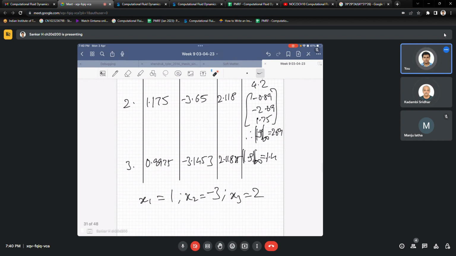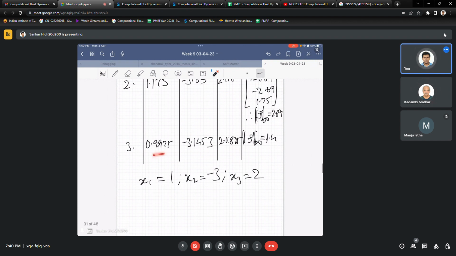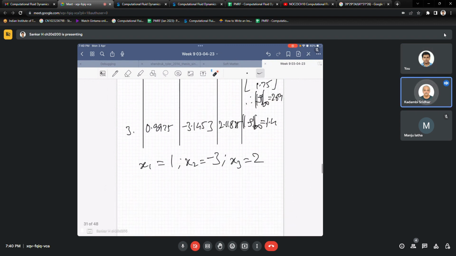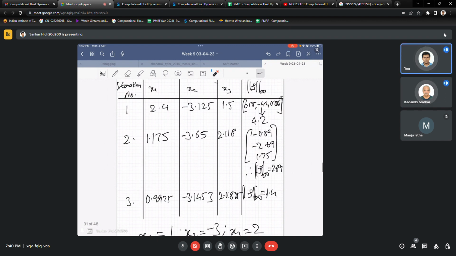Maybe due to truncation error, that could have been the reason. But you can see that the solution does in fact come to the original solution asymptotically, when the iteration has gone to infinity. Oh, it's just because of your precision. Yeah, instead of 3.65, I would have used some other value. I think this value I've mentioned here is wrong. It will be 1.68125. Oh, I got the exact same thing. Yeah, 0.9975, minus 3.1453, 2.1188. Yeah, perfect.